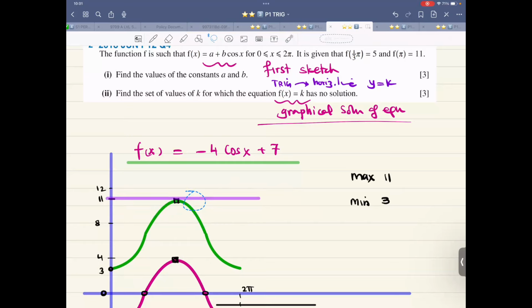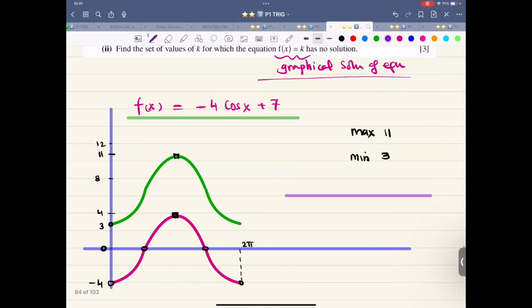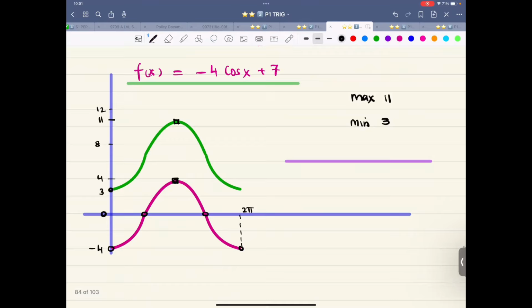What is the limit? If the value of k is more than 11, it won't intersect. If the value of k is less than 3, it won't intersect. So k can be greater than 11, and k can be lesser than 3. In this scenario, there will be no intersection between the green curve and the line.